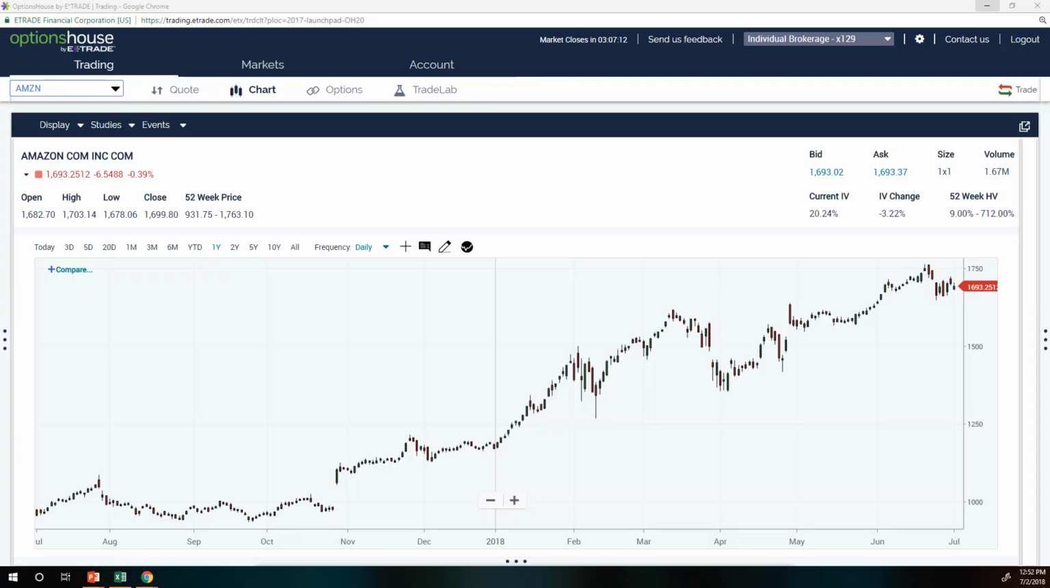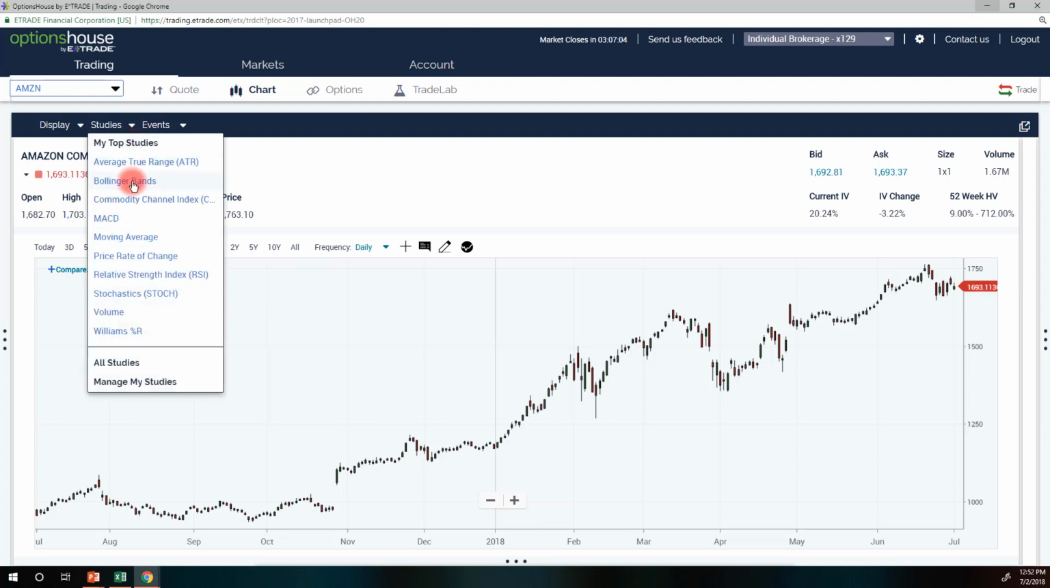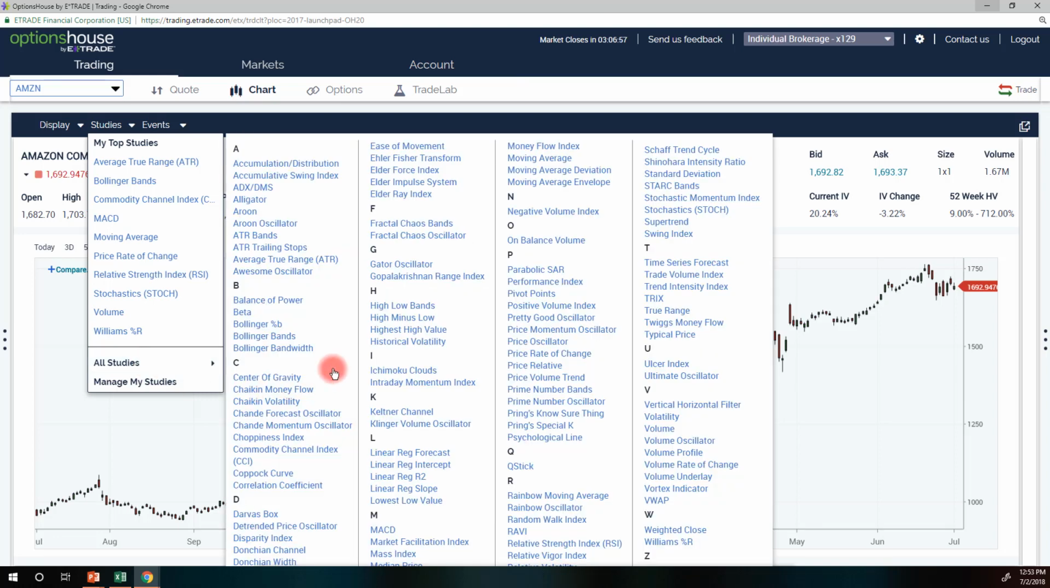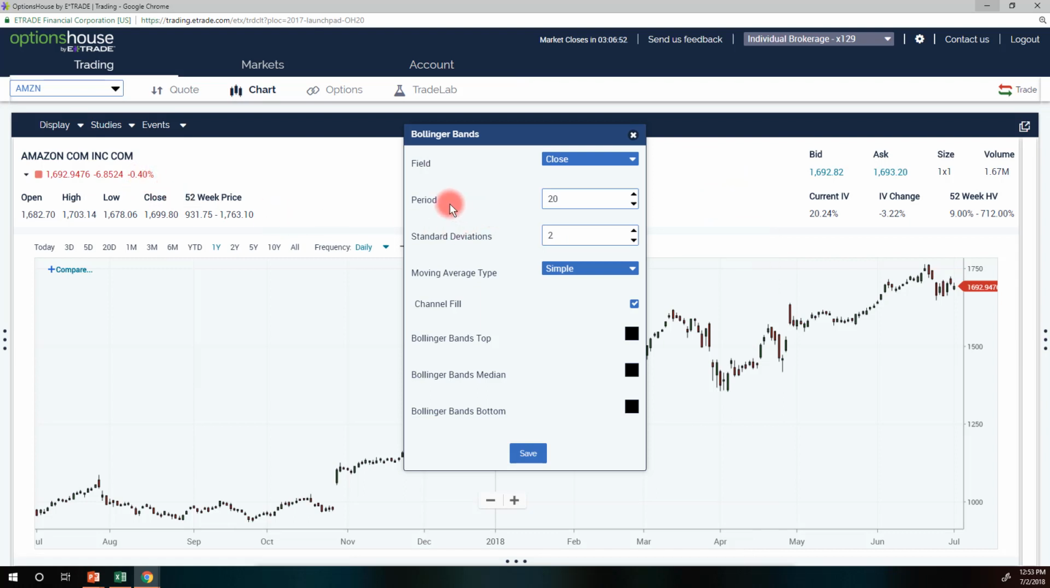Let's take a look at how we would apply Bollinger Bands to a chart. I'm going to use Amazon, and we're going to click right up here where it says Studies, and there is Bollinger Bands. Now, if you're not seeing it on your platform, remember you have to click down here to All Studies, and you'll see a huge list of different types of technical indicators. But once you choose Bollinger Bands, there are the defaults. Default is 20 periods, standard deviation is 2. Type of moving average, simple.